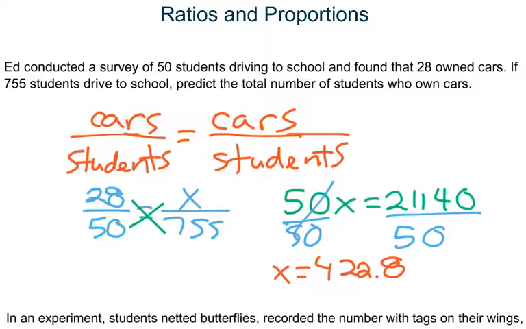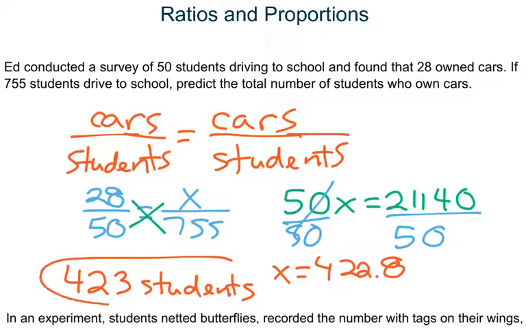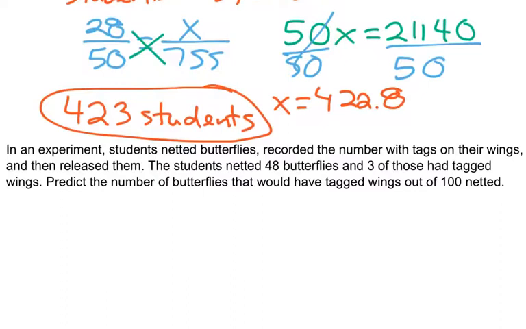So your answer really is going to be about 423 students. Okay? There's about 423 students who own their cars that drive to school. Not just are driving to school and getting to school, but 423 own them. That's actually a pretty high number. Anyways, let's do another one.